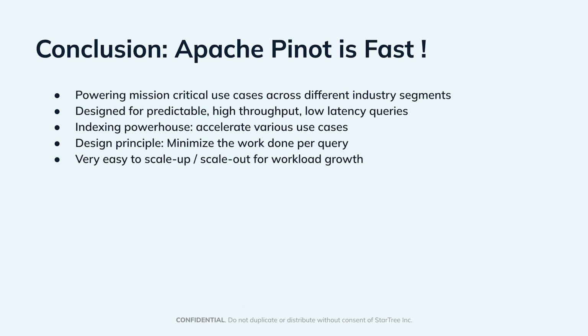We're trying to minimize the work done per query. That's really the design principle across the board. And also it's a scale-out architecture. So after a certain point, you optimize as much as possible, and you can always add more resources and horizontally scale your workload. And that's it. So Pinot is indeed fast.